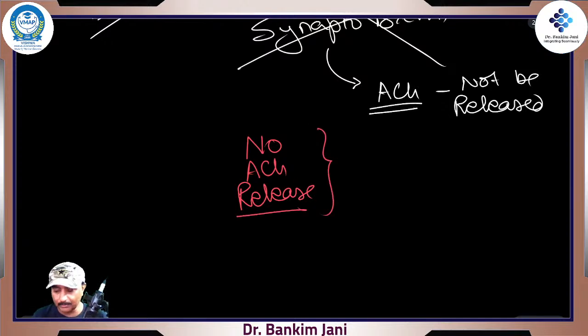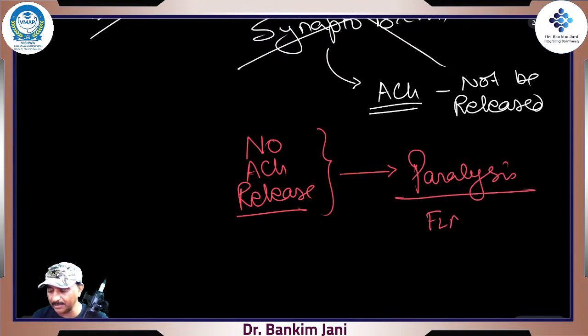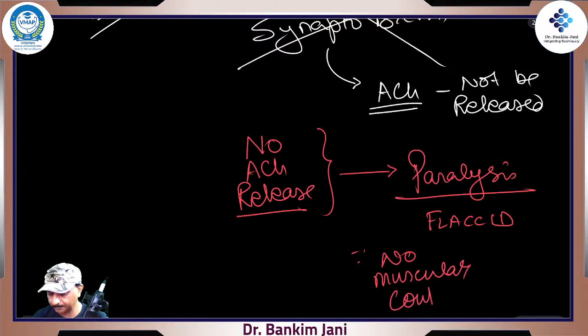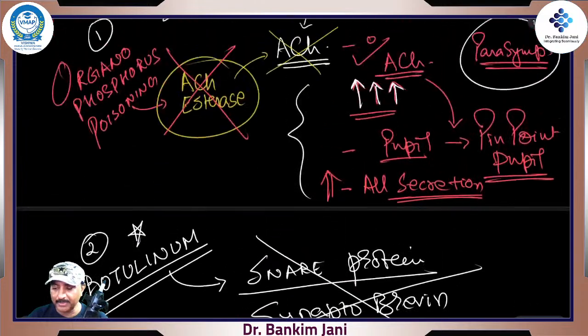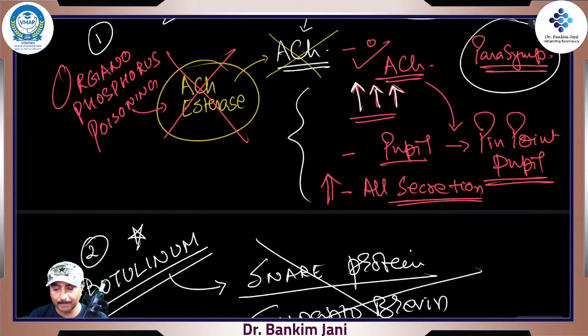When there is no acetylcholine release, there is no muscle contraction. So this will lead to paralysis. But what type of paralysis? It would be flaccid paralysis, because there is no muscular contraction. So that's the difference in how the patient would really present.